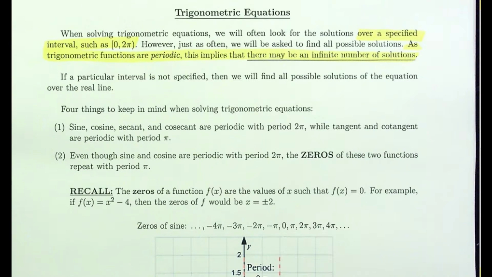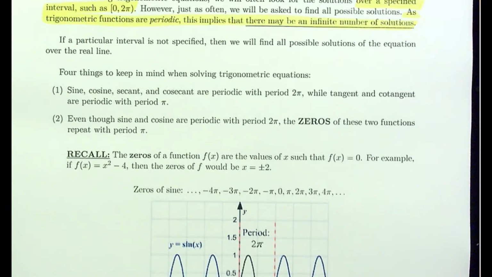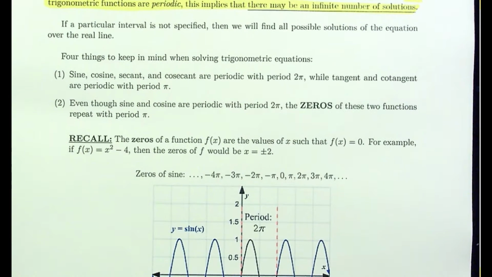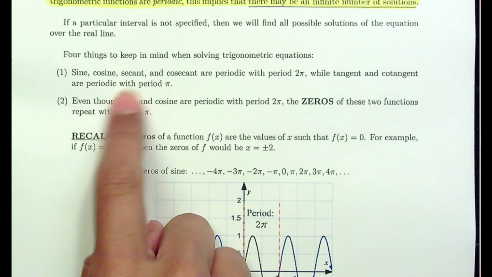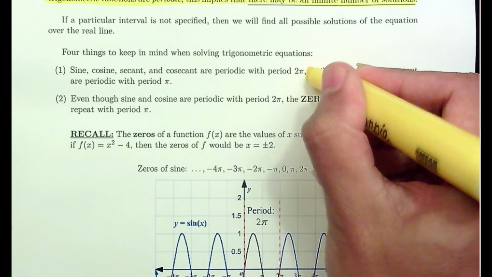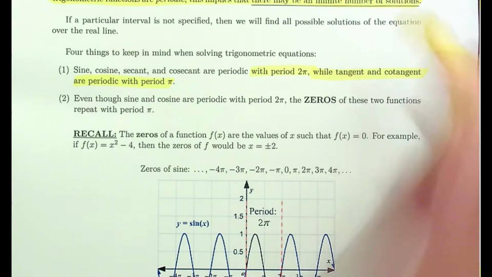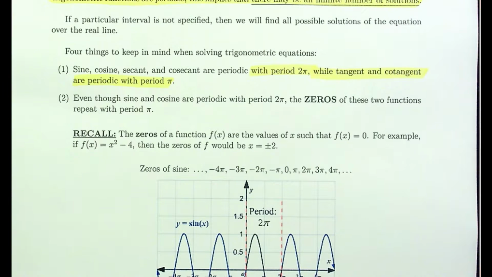Here are 4 things that we should keep in mind when solving trig equations. The first one is that the sine, the cosine, the secant, and the cosecant are periodic functions with period 2 pi, while the tangent and the cotangent are periodic with period pi. So all the basic trig functions are periodic with period 2 pi, except the tangent and cotangent, which are periodic with period pi.